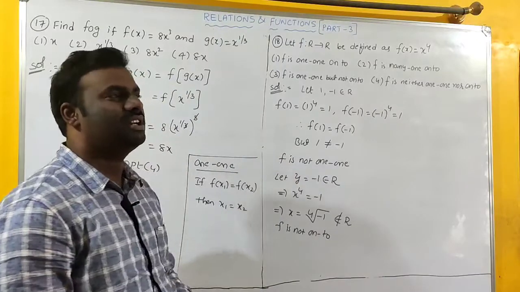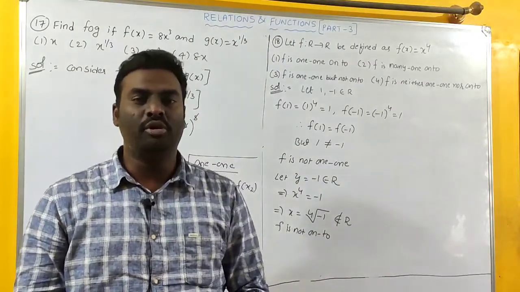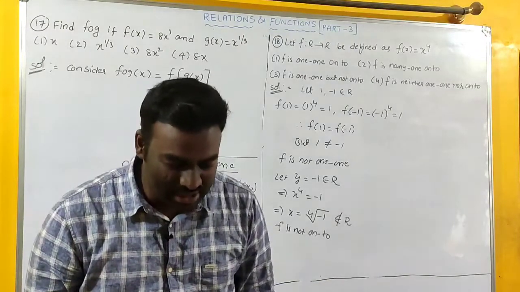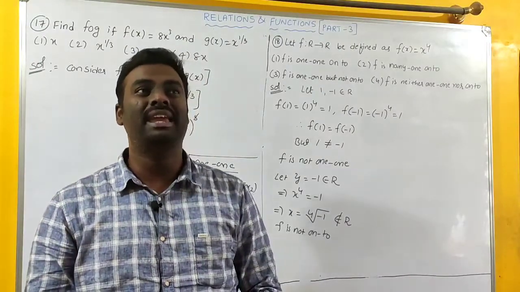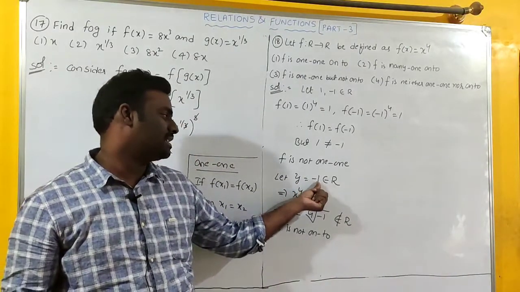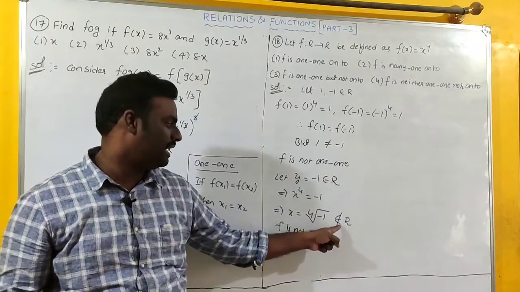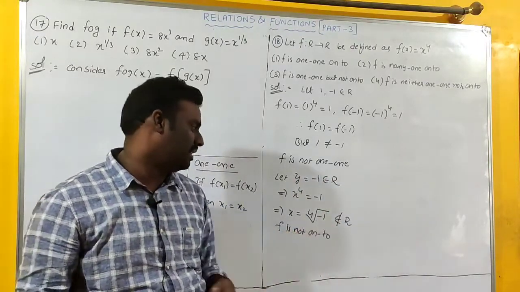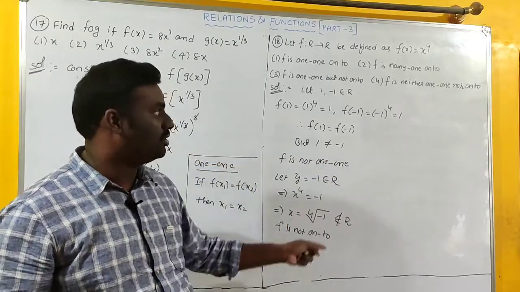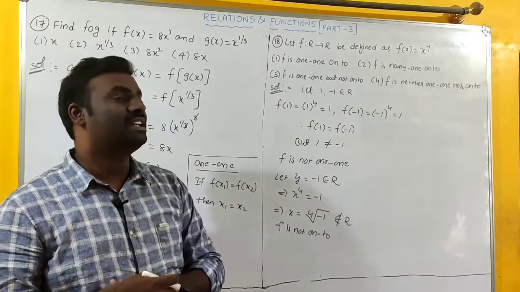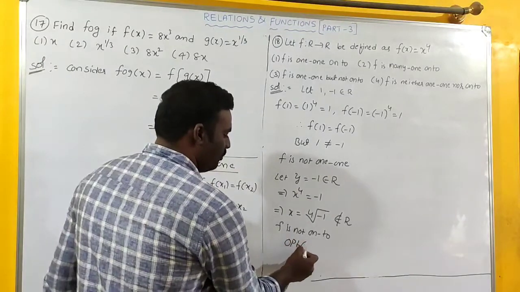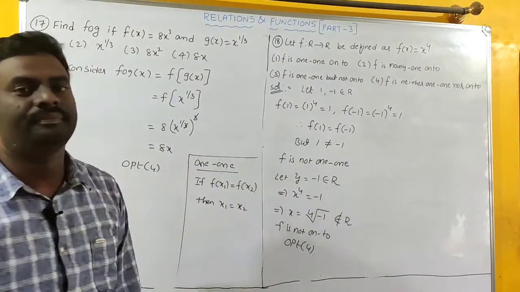What is the onto definition? Every element in the codomain has a pre-image in the domain. But if I take -1 in the codomain, it does not have a pre-image in the domain. That's why it is not onto. Then f is not 1-1 and f is not onto, that is, f is neither 1-1 nor onto. So option 4 is the correct answer.